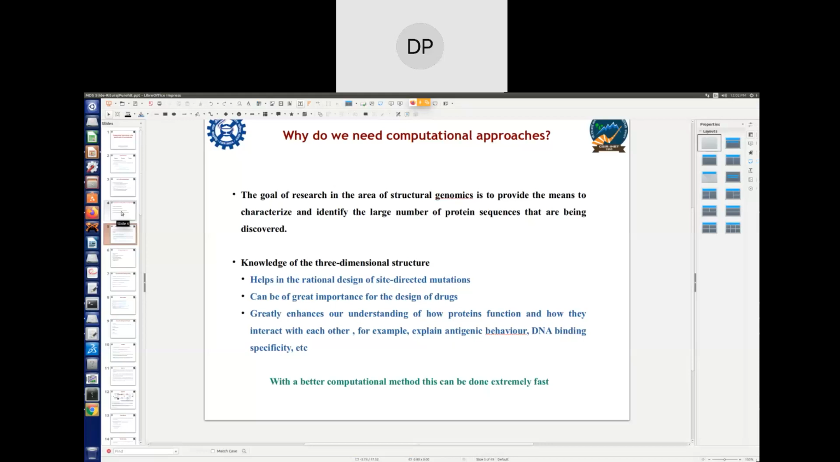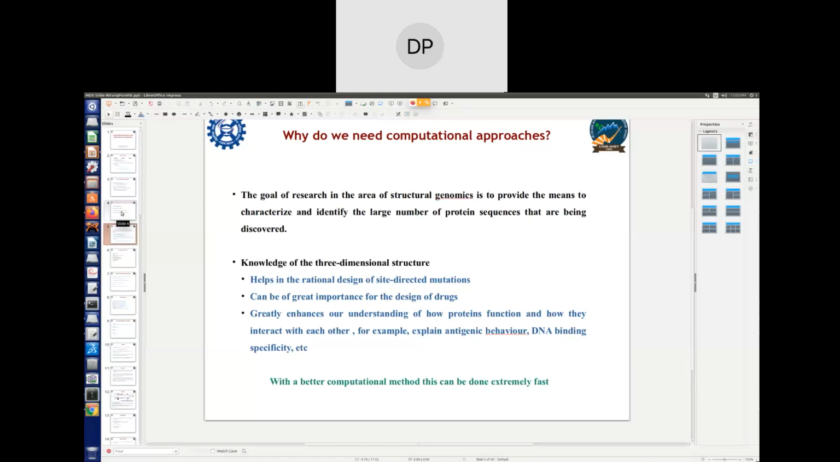I mean, the virus can perform its work, but the killing agent or inhibitors could not kill the virus. So that's why, if you want to study the mutation, what kind of mutation is important for the virus, and what kind of structural changes occur through that particular mutation, you need to have the three-dimensional structure. It can be of great importance for the design of drugs.